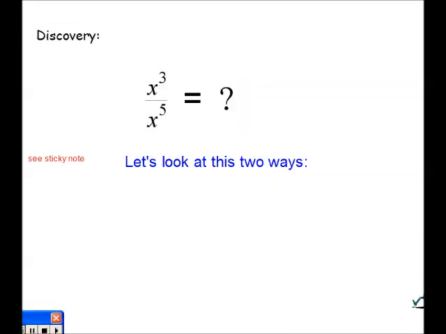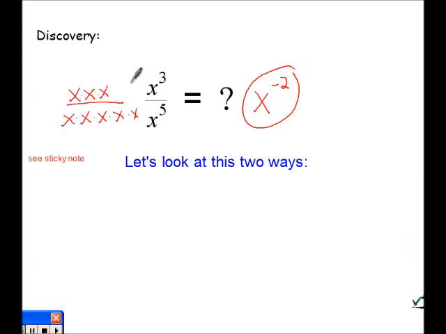Okay, I'm going to look at this problem two ways. The first way is I'm just going to use the rule that we just used. x to the third divided by x to the fifth will be x to the 3 minus 5, which is negative 2. This is our first time seeing a negative exponent. Let's look at this a different way.